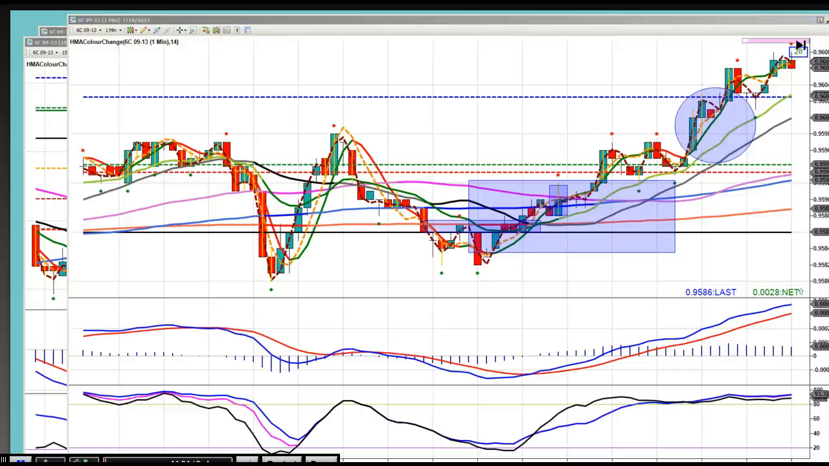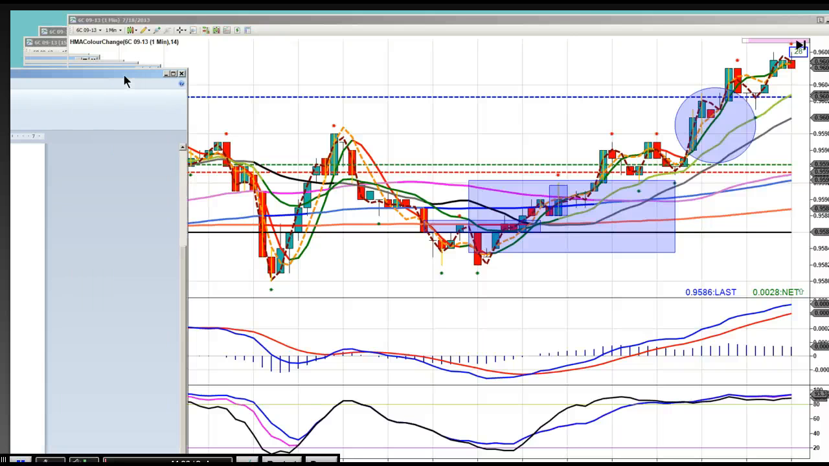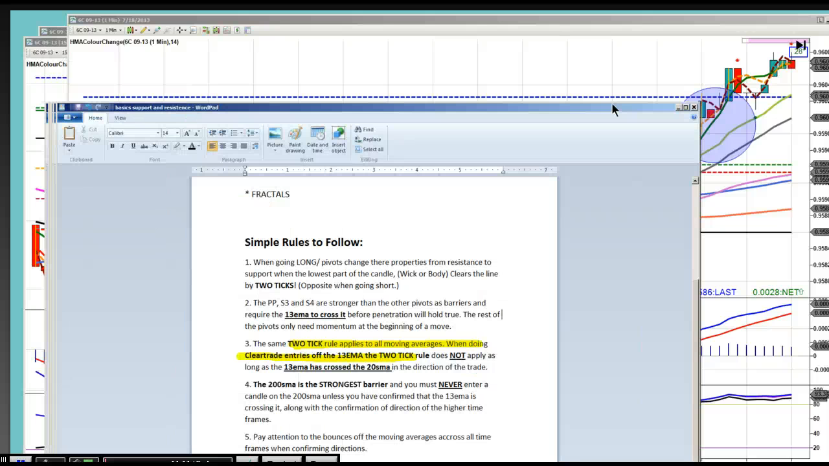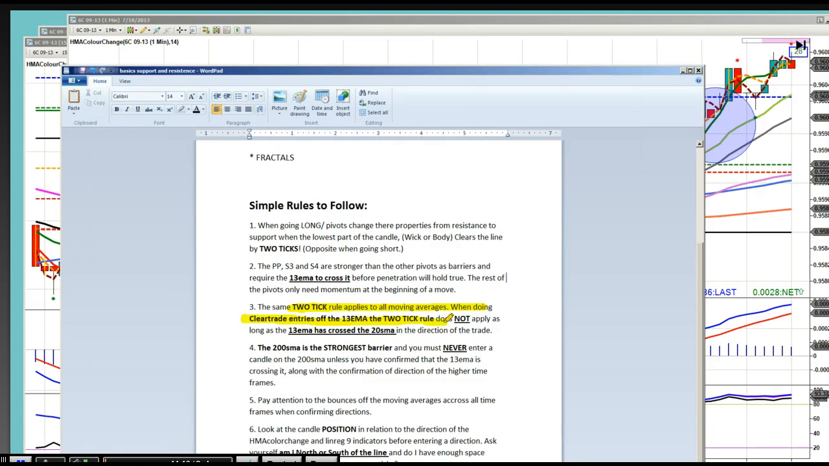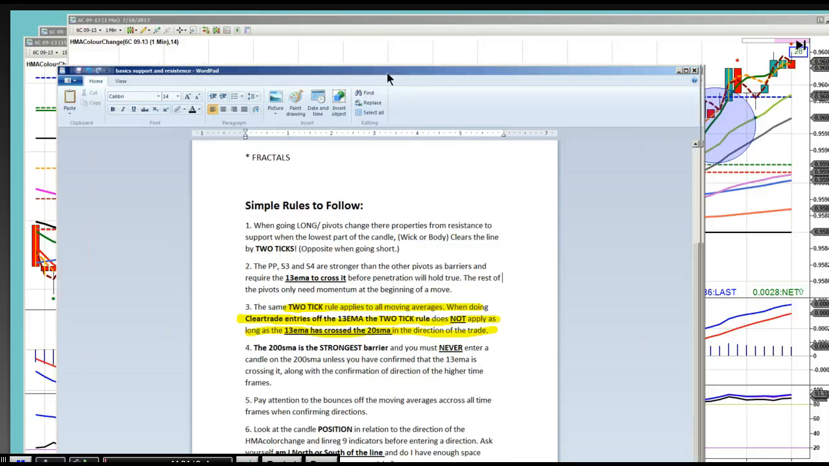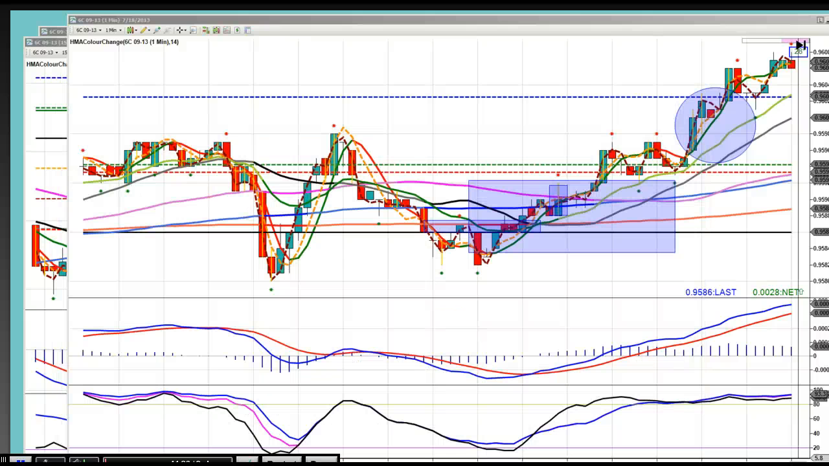So the two-tick rule applies to all moving averages. If you want to really consider that something is penetrated, you must obey the two-tick rule, except when doing clear trade entries off the 13 EMA, because you have to get in on the touching candle. The two-tick rule does not apply as long as the 13 EMA has crossed the 20 SMA. The two-tick rule does not apply to the 13 EMA when doing trend trades. It does apply when doing counter trend trades. So here's a trend trade.